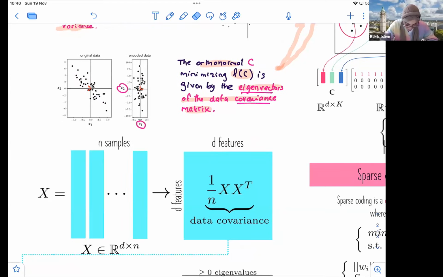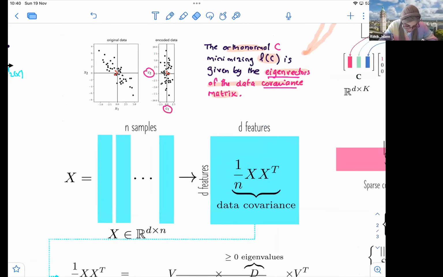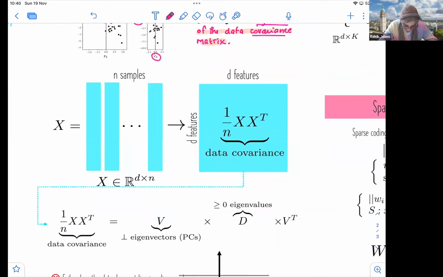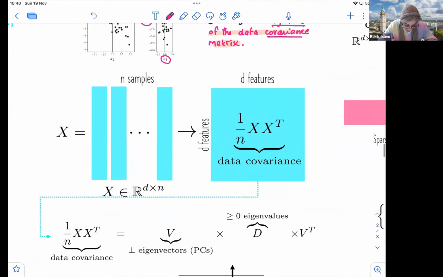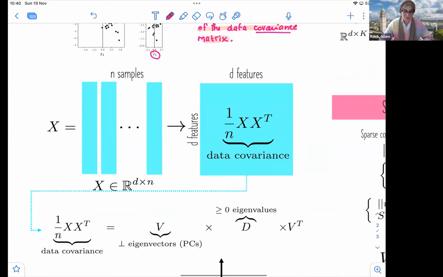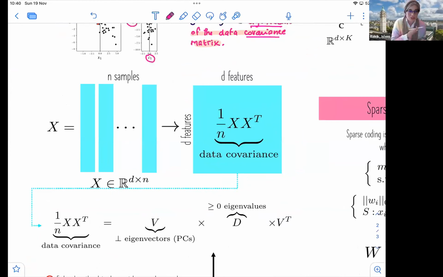And how do we get that? What are C1 and C2? C1 and C2 are the eigenvectors of the covariance matrix. How do we get the covariance matrix, guys? First, this is something that you should always remember, should not forget. When you have an X matrix, D times N, where N is the number of samples and D is the number of features, you calculate the data covariance by taking XX transpose and dividing by the number of samples for normalization. So that's the data covariance.